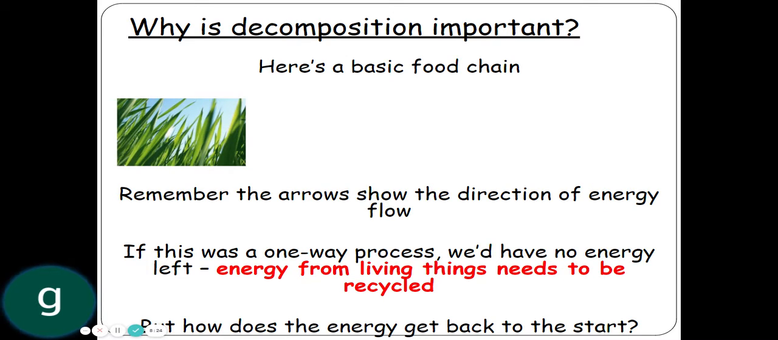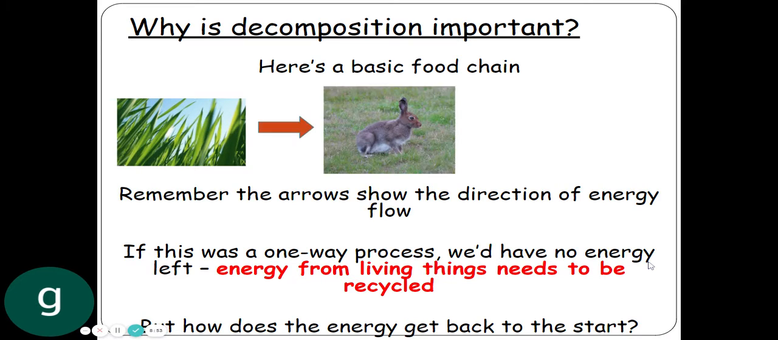So decomposition is really, really important. We know a little bit about our food chain from S1. So remember, the arrows in your food chain show where the energy is moving and the direction it moves through the ecosystem. It's a one-way process, or is it? If it was, we'd have no energy left at the end. So energy from living things needs to be recycled. But how does it get back to the start?